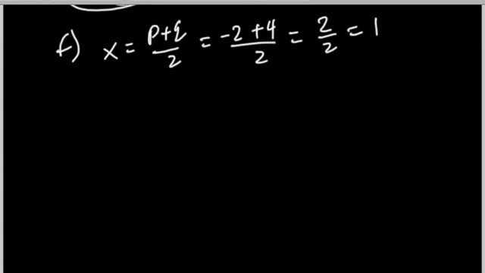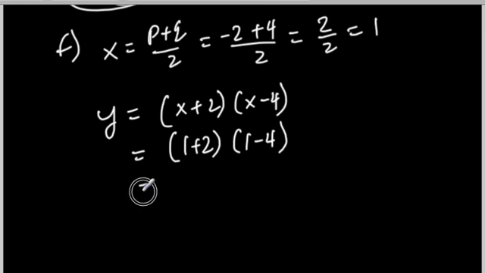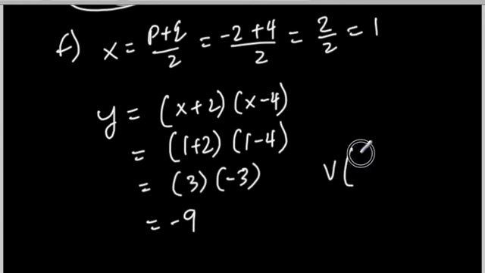So if we go back to the equation, we need to find the y-coordinate of the vertex, which is x plus 2, x minus 4. So in order to find y, we have to take the x-coordinate, which we found here, and plug it in right here, and then we can get the y-coordinate. So it's 1 plus 2, 1 minus 4, and that's equal to 3 times -3, so it's equal to -9. So our vertex is (1, -9).